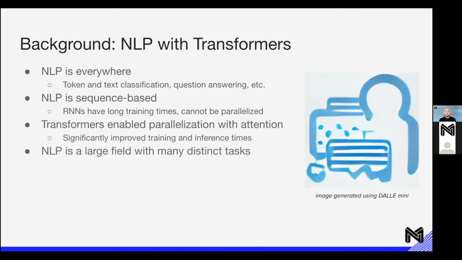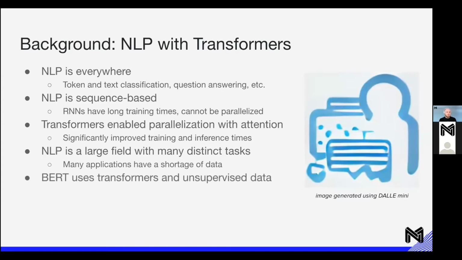The other thing is that NLP is a very large field with many distinct tasks. So overall, this means that a lot of applications actually have a shortage of data. There are common data sets that we work with, even on the research side, that have as few as 500 samples in them, right? So it's very easy to overfit to those.